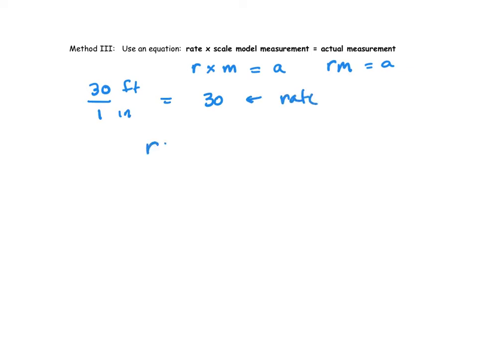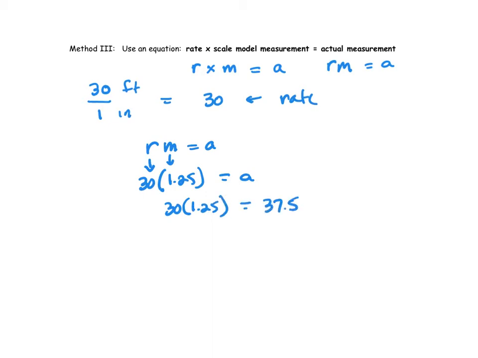Now if we're going to use this equation, we're going to substitute what we know, and we know the rate now is 30. We know the model measurement was 1 25/100, and that will give us back the actual. So when we take 30 times the inches, it's going to give us back the feet, which is 37 5/10 feet, or 37.5 feet.